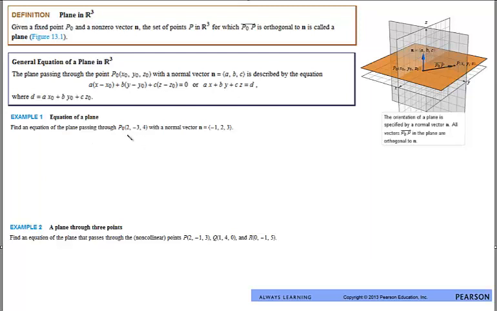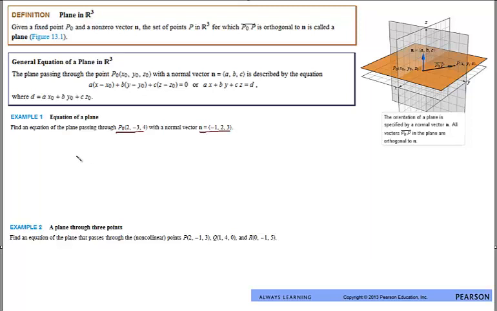First it says that we need a point. Well, we've got one. And we need a normal vector. We've got one of those too. And it's going to be described by the equation. Now A, B, and C are those numbers that are represented by the component vectors of your normal.